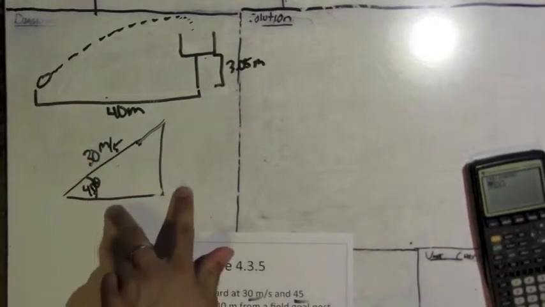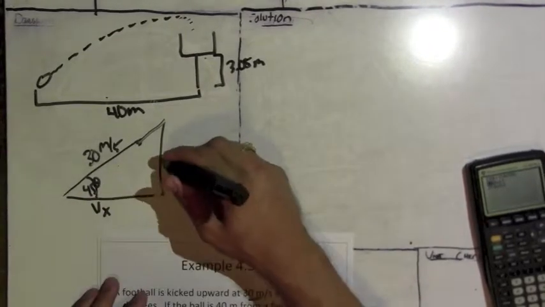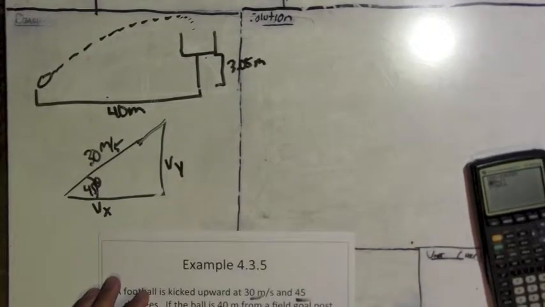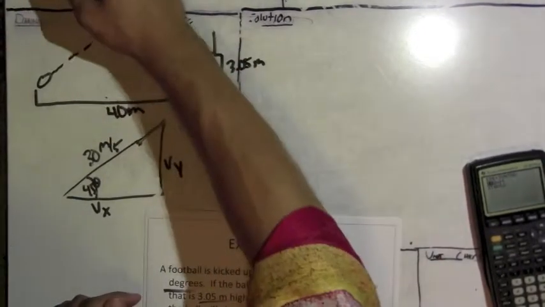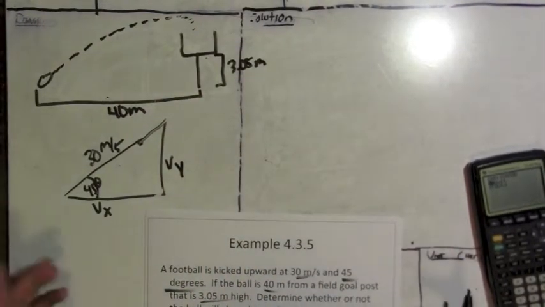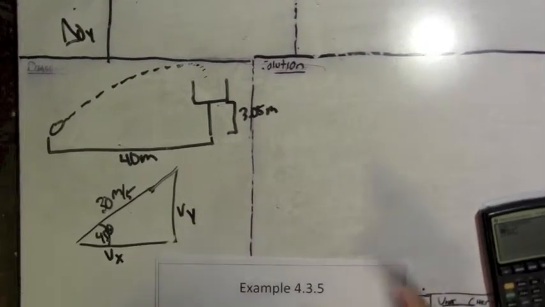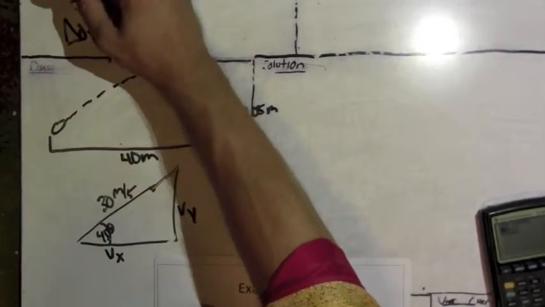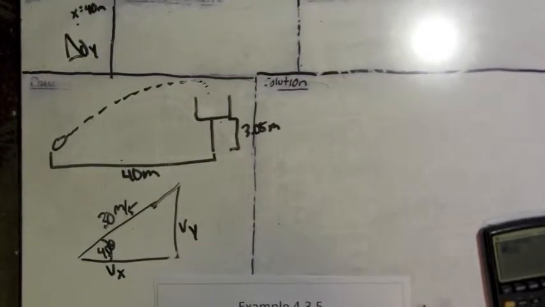That allows us to calculate these two values right here, the velocity in the x direction and the velocity in the y direction. Alright, so let's take a look at what we're trying to determine. We're trying to figure out what the distance is in the y direction at 40 meters horizontal. So we're trying to figure out what delta D is when x is equal to 40 meters. Just kind of keeps track of what we're trying to look for.